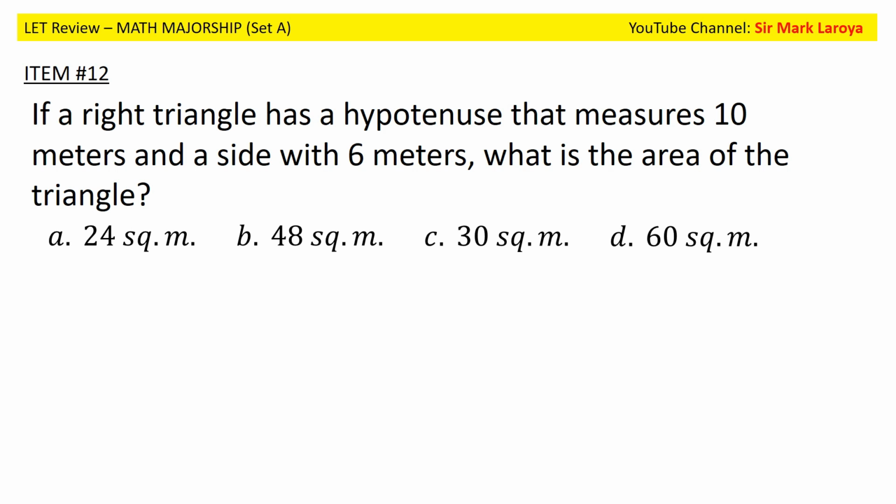Item number 12. If a right triangle has a hypotenuse that measures 10 meters and a side with 6 meters, what is the area of the triangle? A, 24 square meters. B, 48 square meters. C, 30 square meters. Or D, 60 square meters.